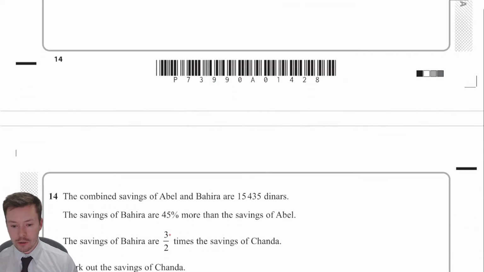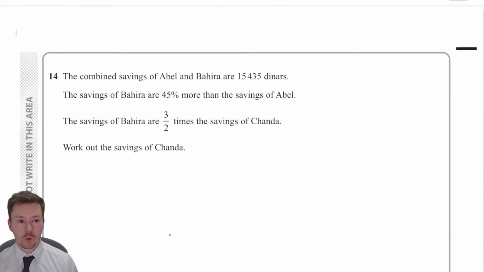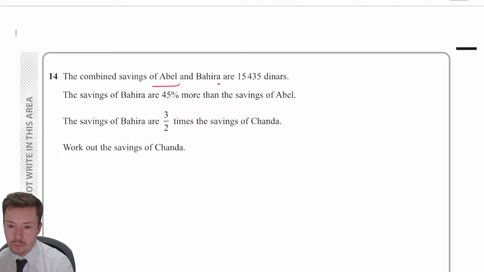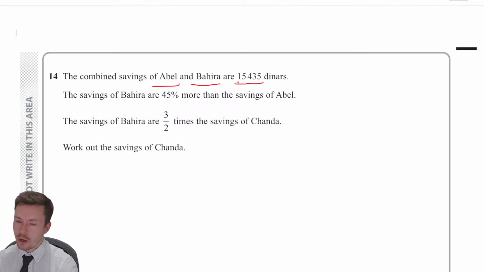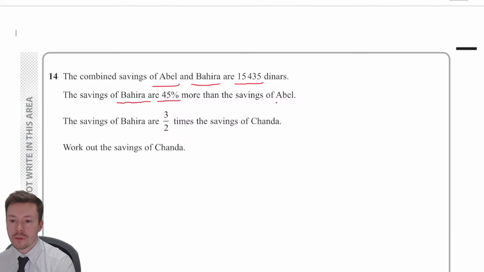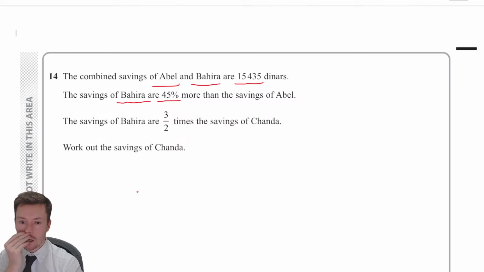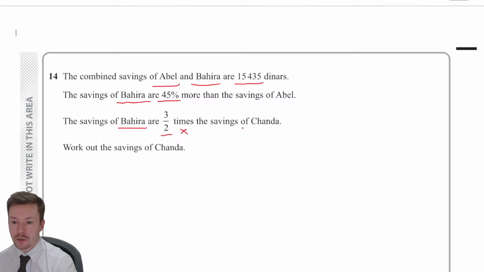Right, next question. We might be able to get 2 more in, depending on how quick I am. The combined savings of Abel and Bahira are 15,435 dinars. Apologies if I'm mispronouncing that. The savings of Bahira are 45% more than the savings of Abel. Okay. Savings of Bahira are 3 over 2 times, so 1.5 times the savings of Chanda. Work out the savings of Chanda.